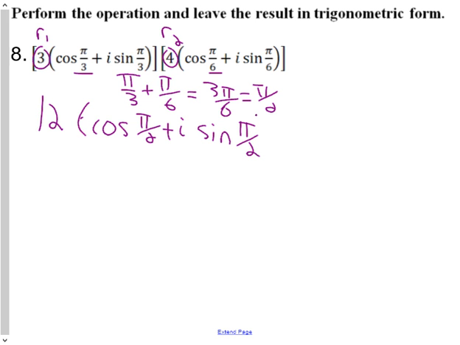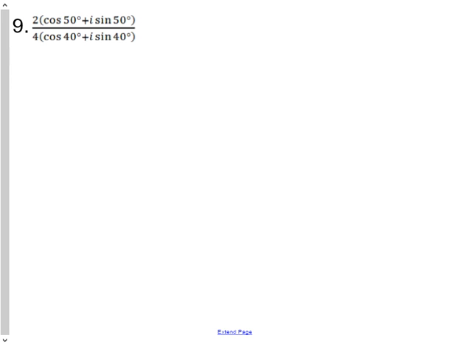It does say to leave it in trigonometric form. You'll realize this stands for, if I remember off the top of my head, 12i, because the cosine of pi over 2 is 0. So sometimes the simplify is pretty nice and neat, despite being trivial.